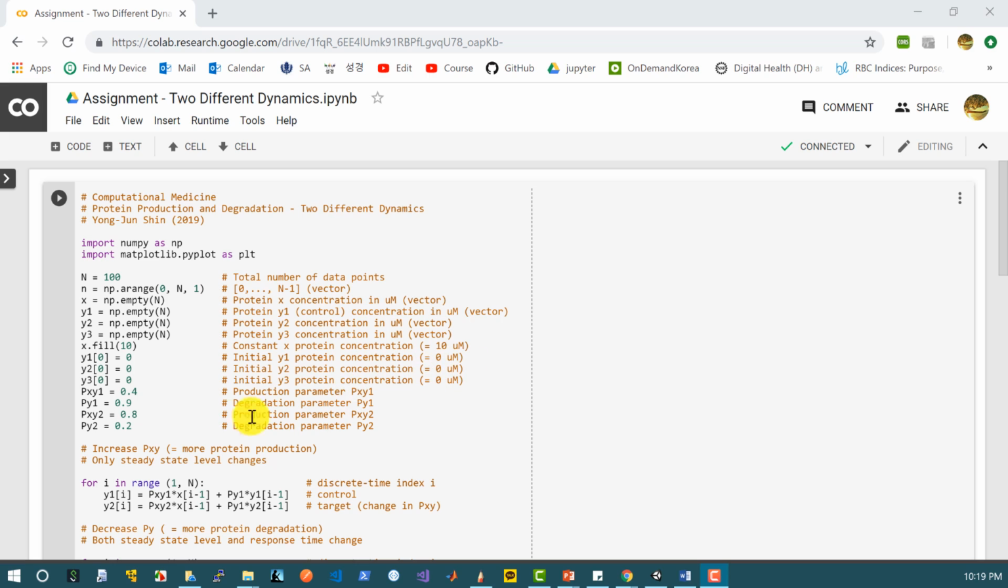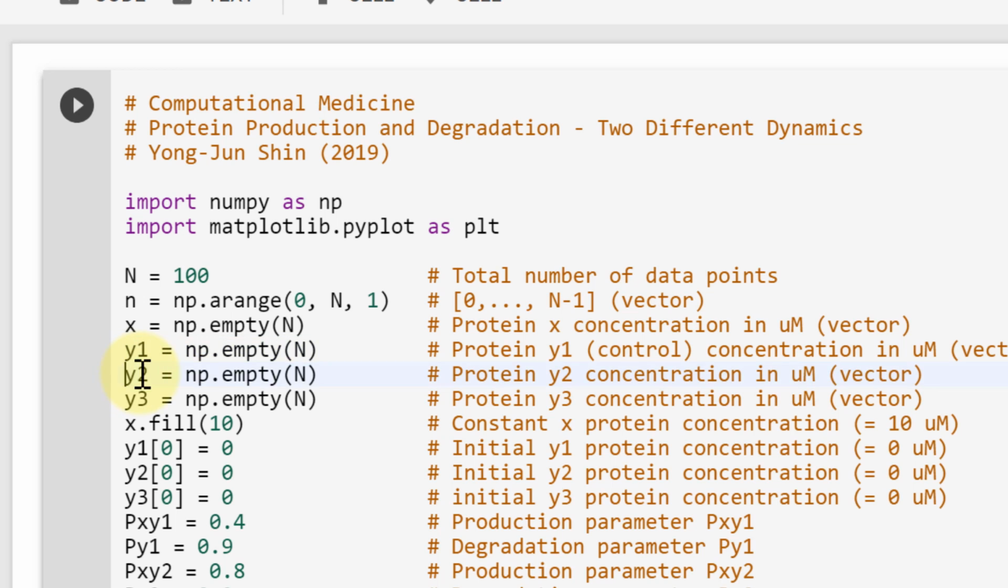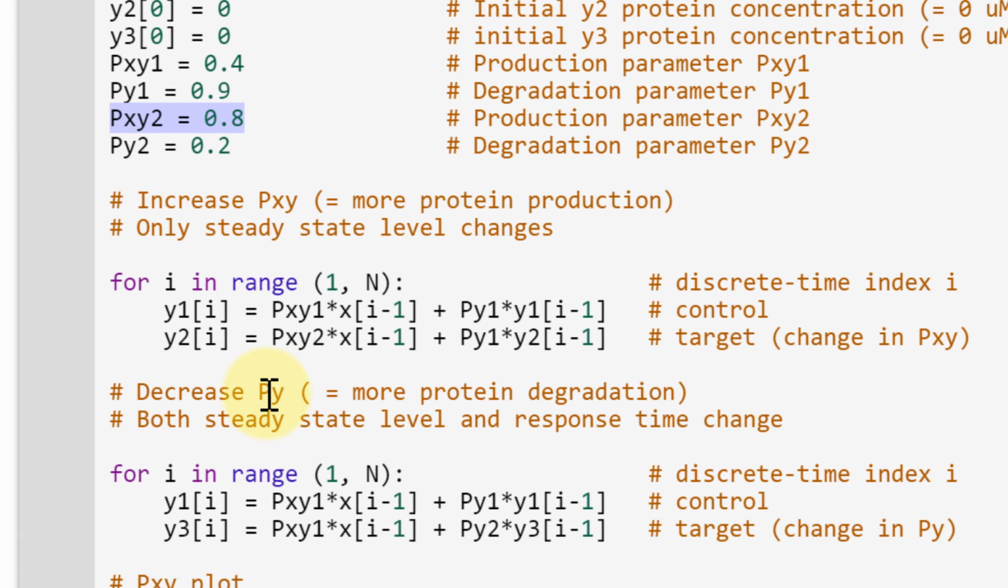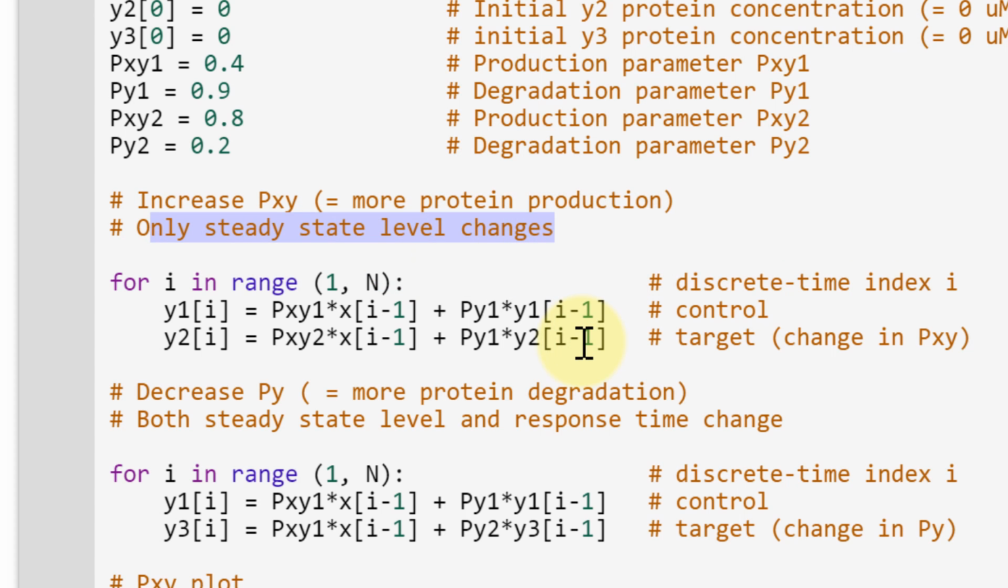Let me explain the solution code. Y1 is the control protein, Y2 is used for the p sub xy plot, and Y3 is used for the p sub y plot. In the first part, we increase p sub xy, which means we increase protein production. The first difference equation is for control. The second equation shows when we change pxy from px1 to px2, we want to see what happens. And we'll see that only the steady state level changes and the response time remains the same.